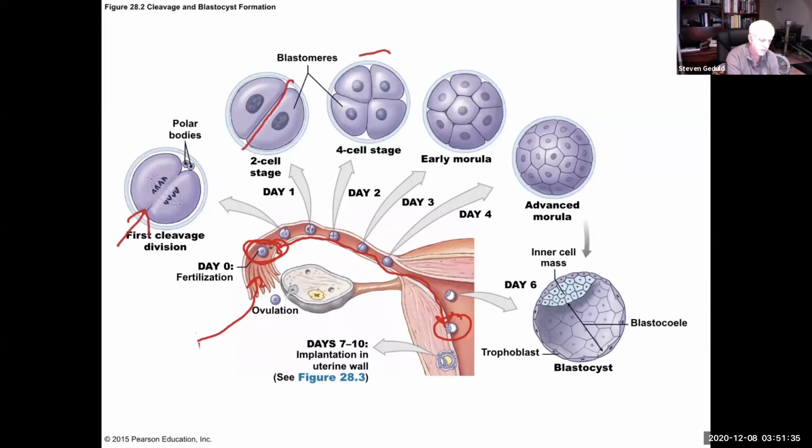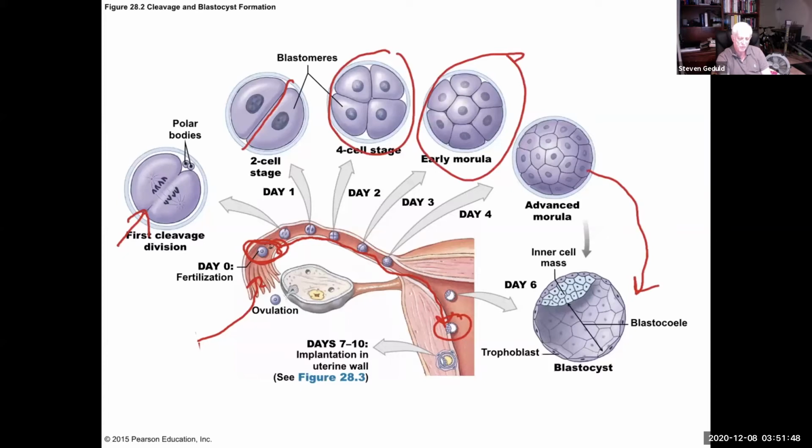Then you get a 2-cell stage, a 4-cell stage, 8, 16, and so on, until you form a morula, the ball of cells. This ball of cells starts to differentiate at about day 6, where you get a trophoblast and a blastocele, and the trophoblast is the outer layer. This whole thing is called the blastocyst, and day 6 is when it enters the uterus. Day 7 to 10, it starts implantation and starts to form a placenta where it anchors into the female circulatory system.